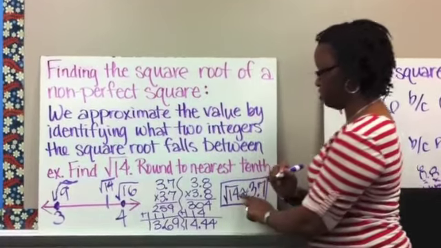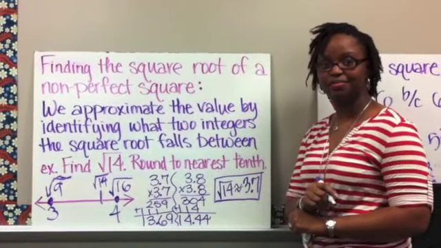So rounded to the nearest tenth, the square root of 14 is approximately 3 7/10. Let's try another example.